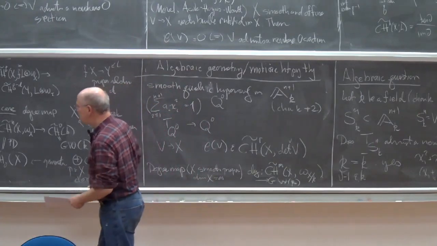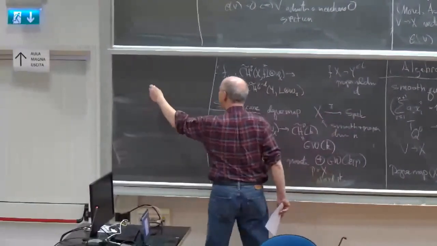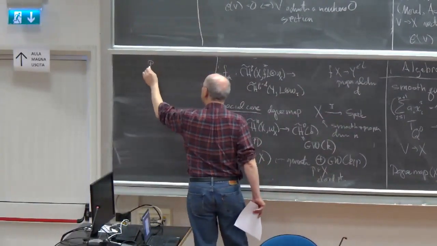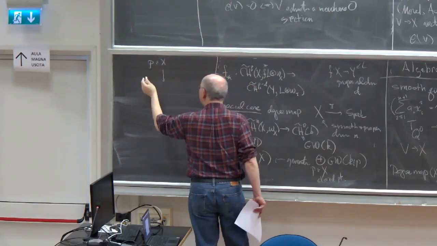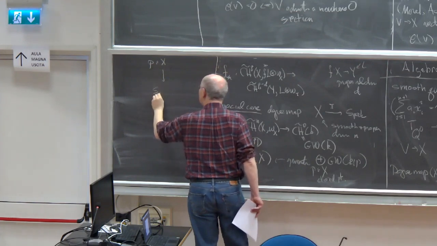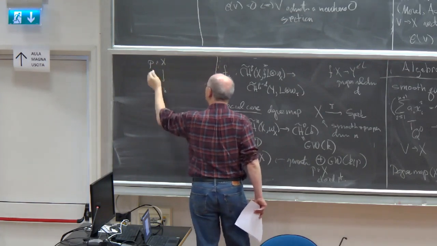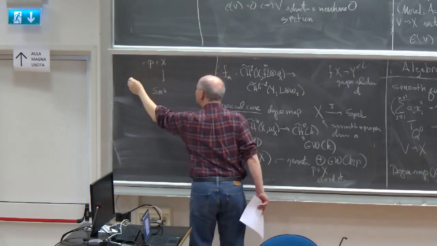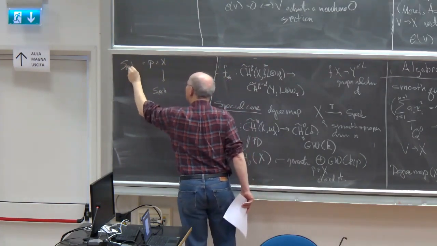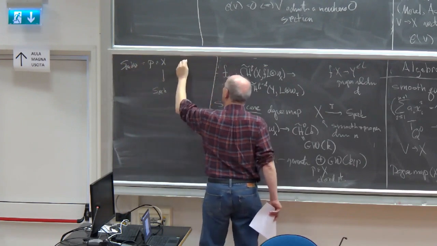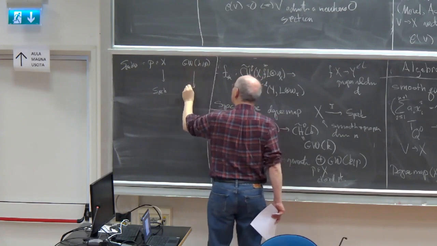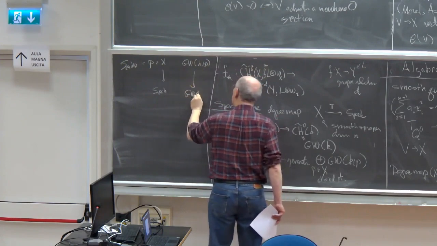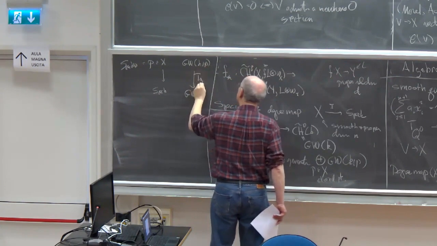You take, I'll just write over here, I'm not supposed to write. You have your point P inside of X, and this is, of course, mapping to Spec K. So P is like Spec K_P. So what's the map? You have the Grothendieck-Witt ring of K_P, which should have a map down to the Grothendieck-Witt ring of K, and this is the so-called trace map.